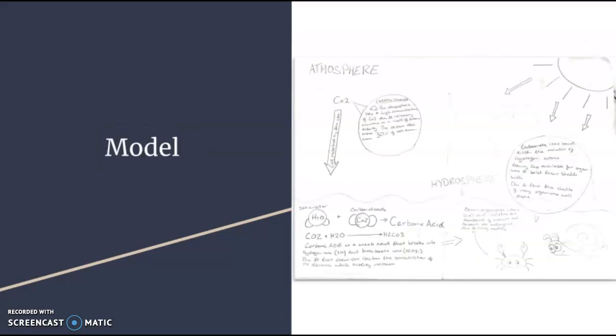So here's our model. It shows that carbon dioxide, 30% of it is actually absorbed by the ocean, which is a huge amount. And when water and carbon dioxide combine, they form carbonic acid, which is a weak acid that breaks into hydrogen ions and bicarbonate ions. This causes a decrease of available carbonate ions, which are the foundation of shells and skeletons of various ocean organisms. The increase of CO2 also causes the average pH levels in the ocean to decrease, which leads to increasing acidity.